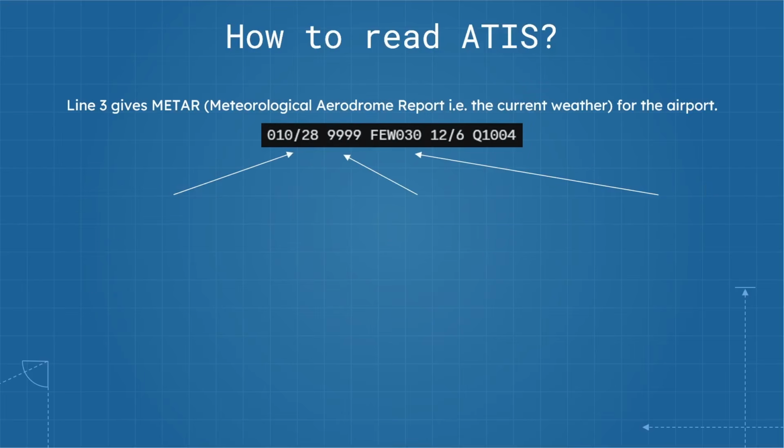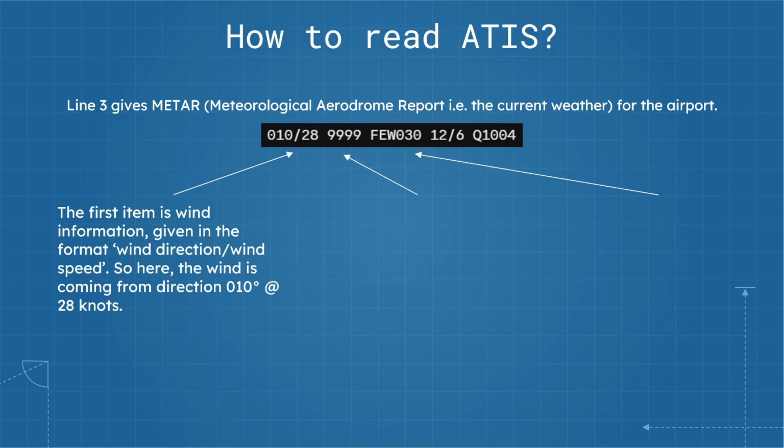Line 3 gives METAR, which stands for Meteorological Aerodrome Report, i.e. the current weather at the airport. The first item given is wind information, given in the format wind direction/wind speed. So here the wind is coming from a direction of 010 degrees at 28 knots. Please note that PTFS winds change very often, so this value is unlikely to be fully accurate.